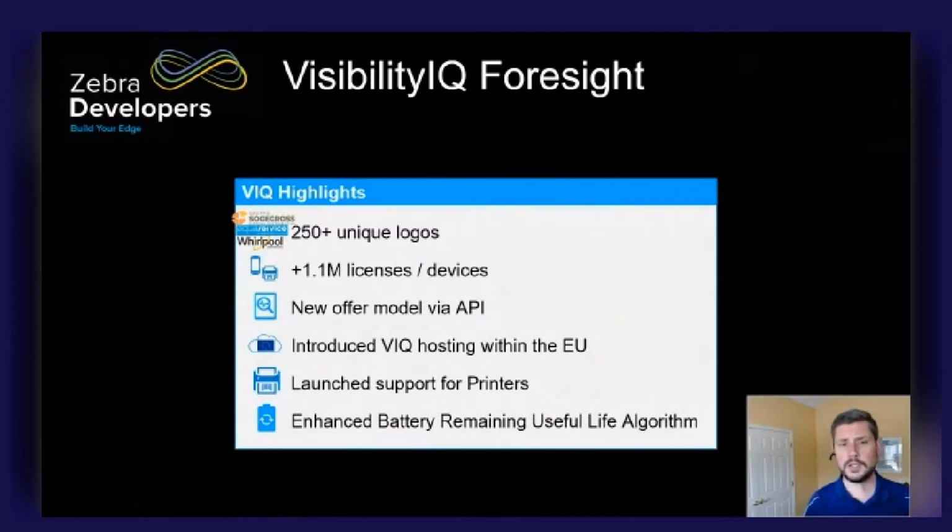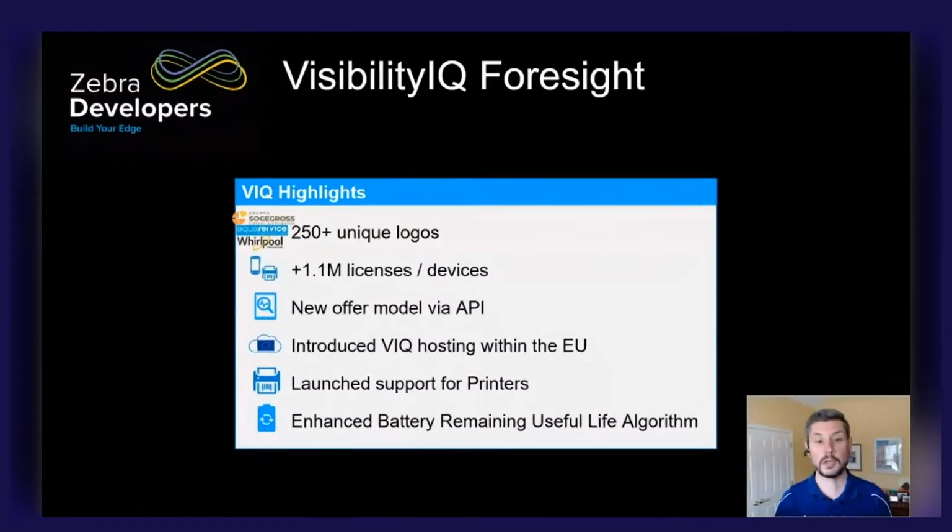Visibility IQ is a product that's been in the market for 3 years. It had a previous iteration that was about another 3 years in the market. So at this point, we have over 250 customers. We have well over 1 million devices that are actively connected and under license with our system. So it's a very robust system. We're continuing to grow very fast, bringing on a lot more customers.